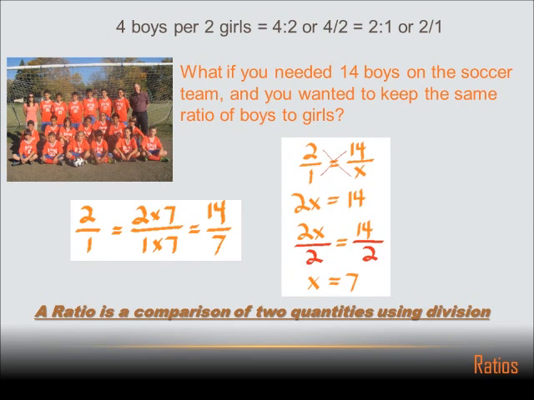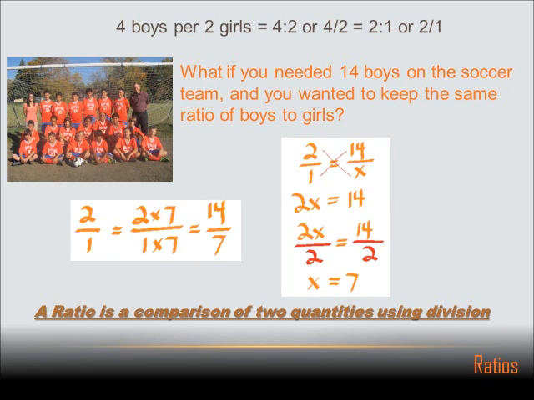Here's another way you could do this. You could say that the ratio of boys to girls, 2 to 1, has to equal the ratio if you had 14 boys. So if you had 14 boys, how many girls would you have to still keep a ratio of 2 to 1? Now, this is algebra, and some of you may find this a little bit over your head, but some of you may dig it, so let's try it.